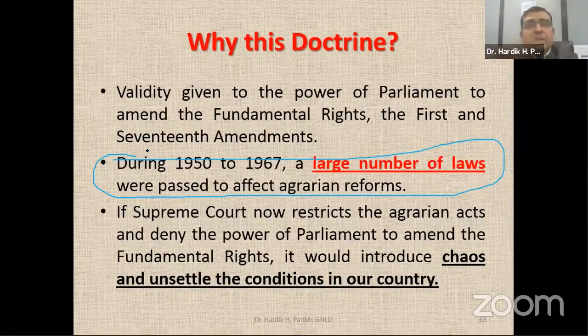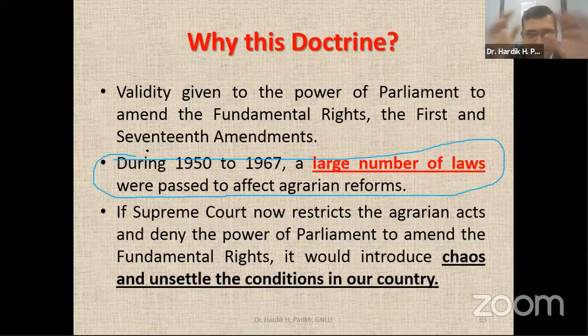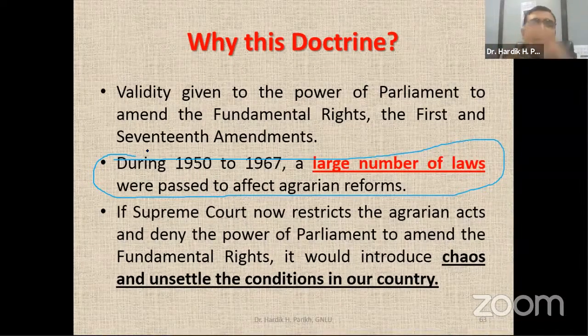And that's why, in case all the activities are restricted, it would result in chaos and unsettlement in the country, which a new independent country cannot afford. Please keep in mind, this is also a time when two wars had already been fought, one with Pakistan and one with China. If you are aware of the Indian political situation after the war with China, you will be able to understand. Just two years back, in 1965, a war also took place.